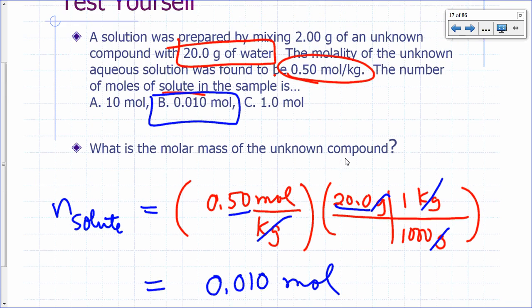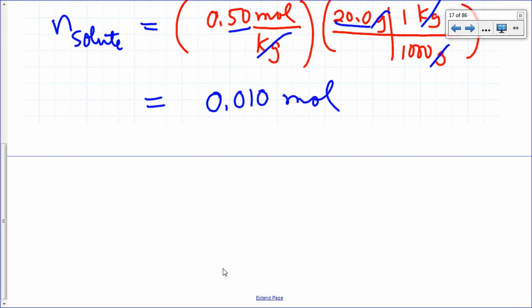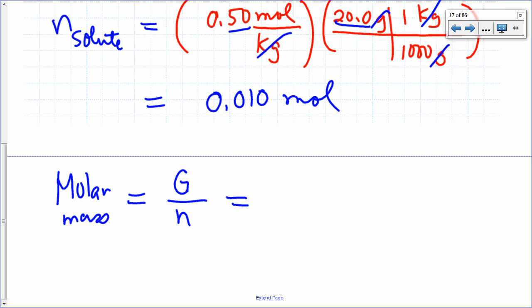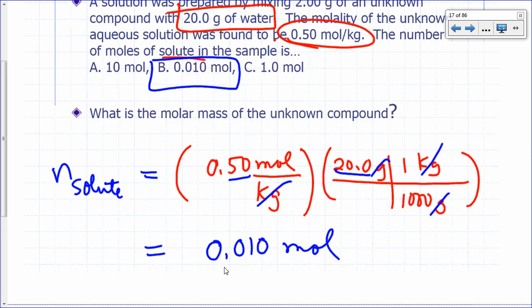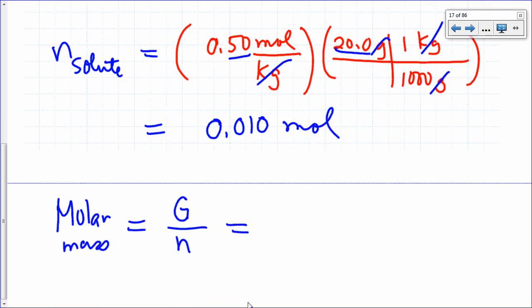Now, it's a follow-up question. What's the molar mass of this unknown compound? What's molar mass? Grams per mole, right? Molar mass is the mass of a mole. So anything per mole would be grams over moles. So how many grams do we have? We're given 2 grams of your unknown compound.